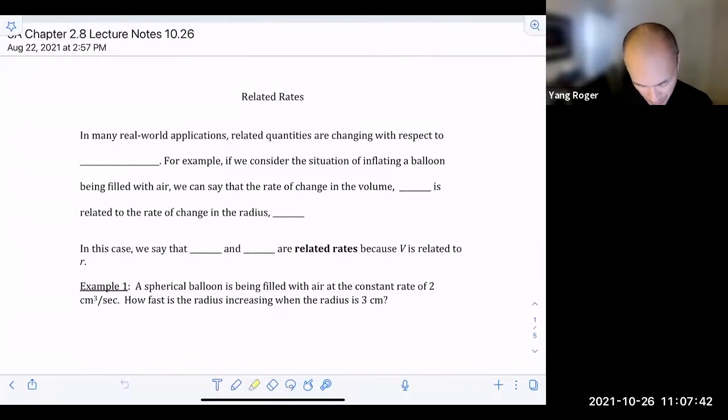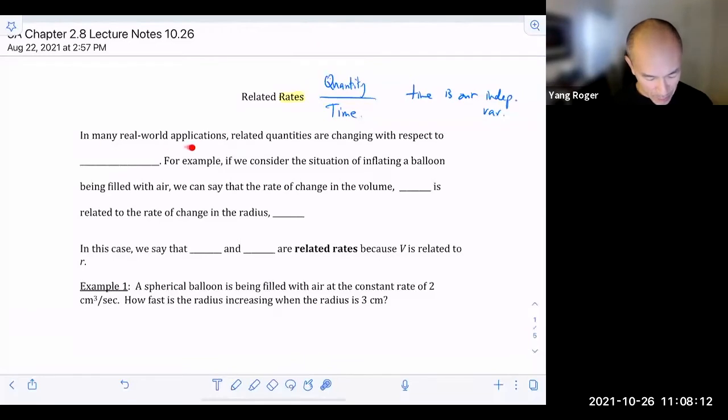we're dealing with rates. And anytime you're dealing with rates, it's one quantity changing with respect to another quantity. And the rates that we're going to be looking at primarily is you're going to have some quantity. The bottom quantity is going to be time. So really time is our independent variable. Okay. So in many real world applications, related quantities are changing with respect to time.